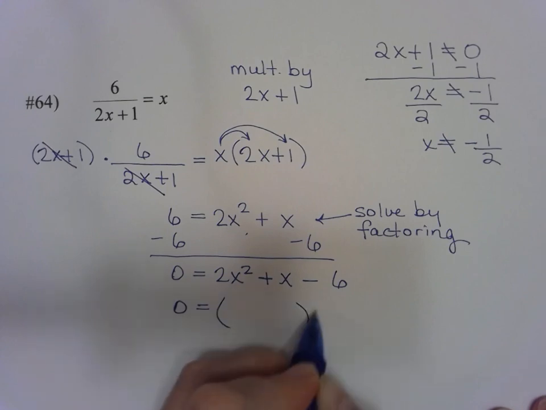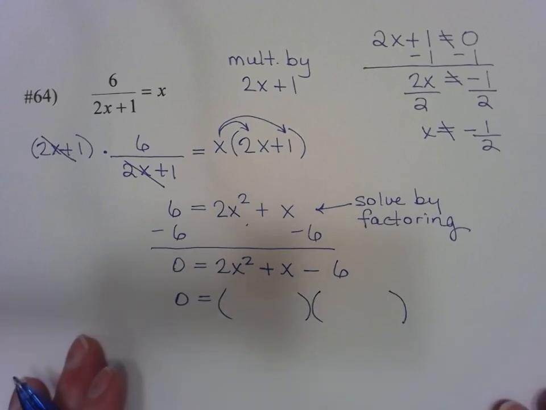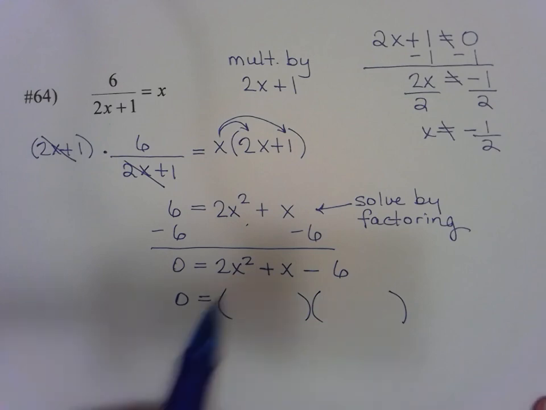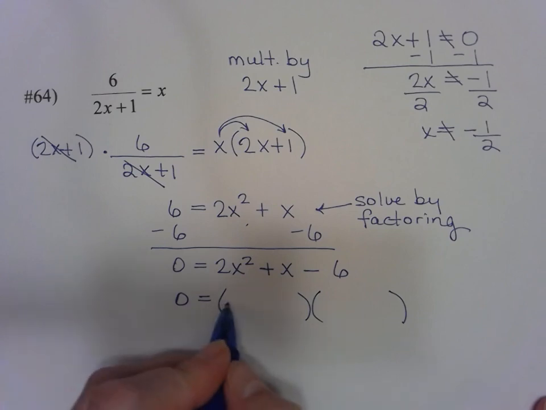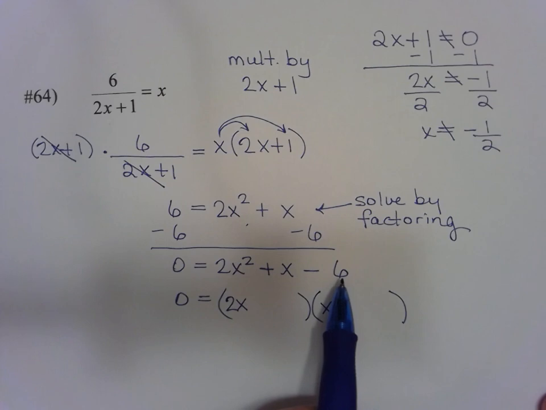Then I'm going to factor. I'm going to use the trial and error method here, but if you'd rather use the AC method, that's totally fine. To get 2x squared, one of my parentheses is going to have a 2x, and one of them is going to have an x. In the back, I need two numbers that multiply to be 6.